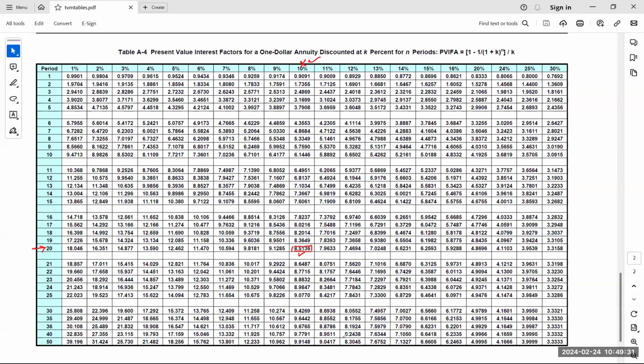10%. So if you were using tables, you would calculate the interest factor which would be 8.5136. And in the row for 20 periods, for this factor, you will read the corresponding interest rate. That will give you your answer.